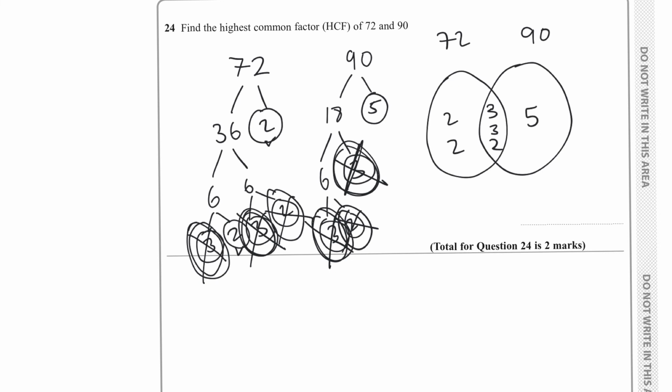So in terms of working out your highest common factor, it's always the numbers within the middle of the Venn diagram and you multiply them together for HCF. So you're going to do 3 times 3 times 2, which should leave you with an answer of 18. So we know our highest common factor is 18.